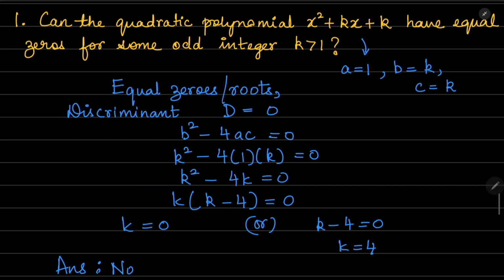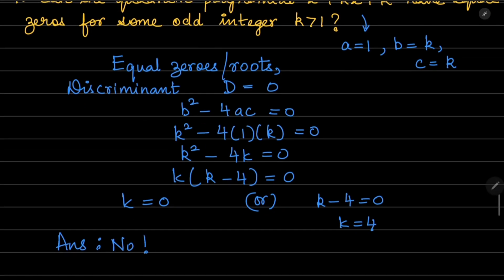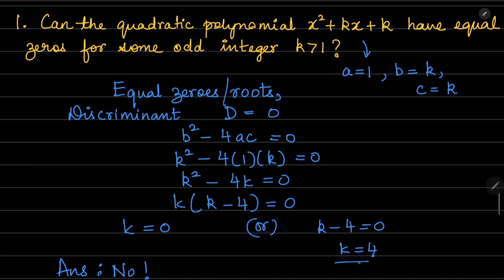Right? You have to write it. No, the given quadratic polynomial cannot have an odd integer for equal roots. So that should be your answer. I hope you understood, because you are getting an even integer for k greater than 1. This is even.